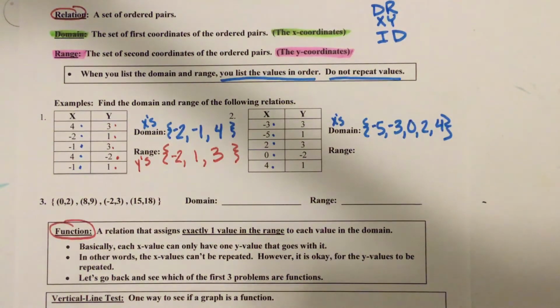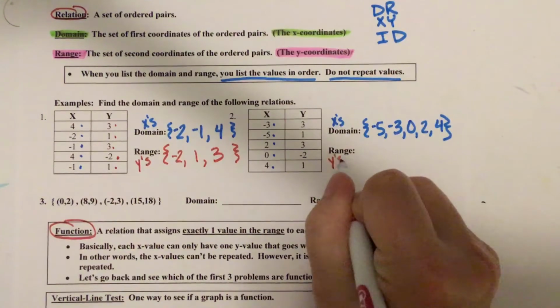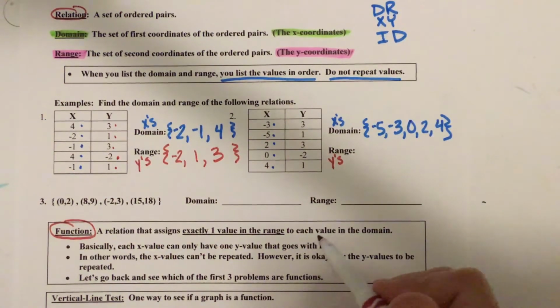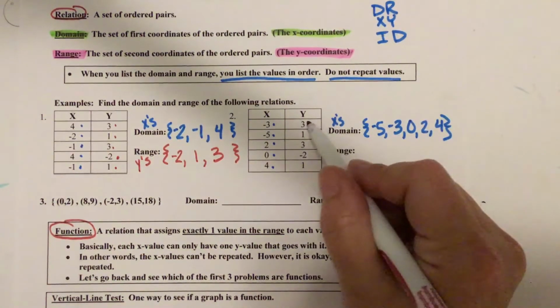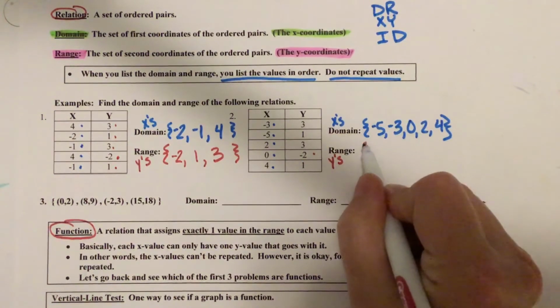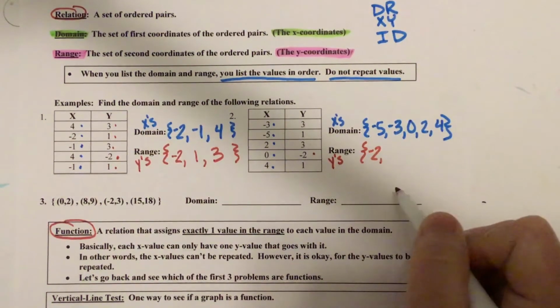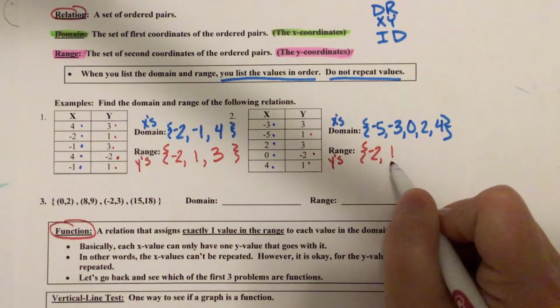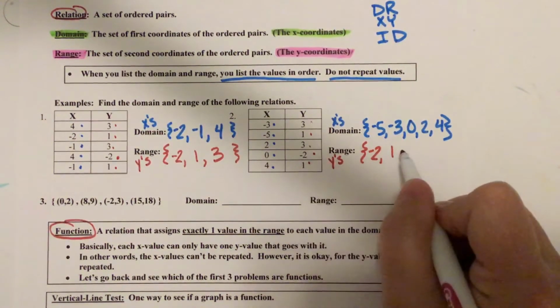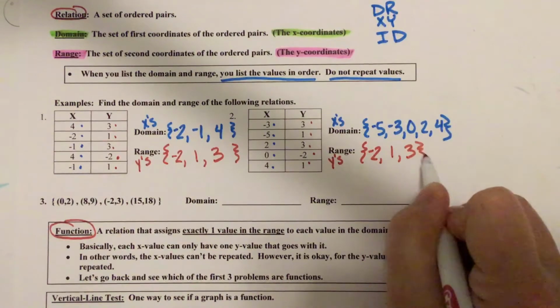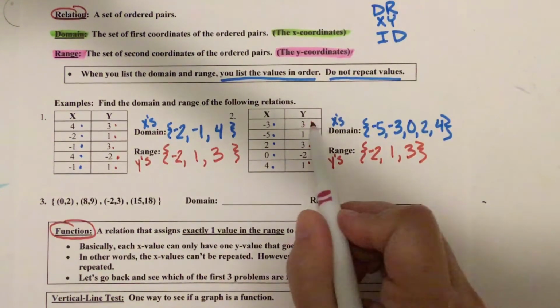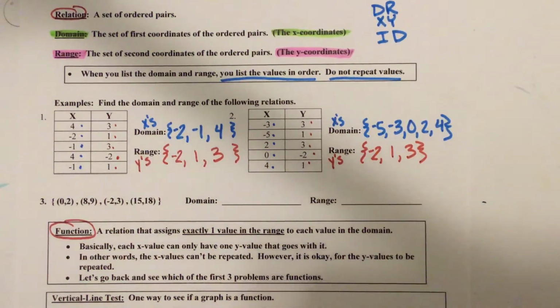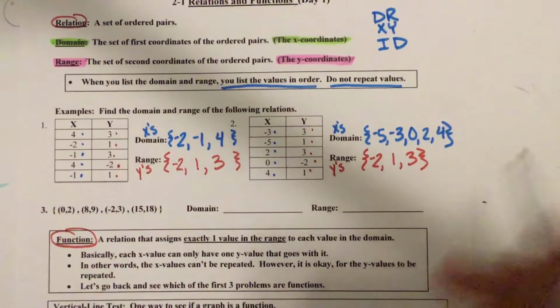Range are my y's. Once again, I go smallest to largest. So my smallest y is this -2. My next smallest y is the 1. And my next smallest y is the 3. And once again, the 1 happened more than once and the 3 happened more than once, but I don't write it more than once. So domain are x's, range are y's, write it from smallest to largest, and don't repeat.